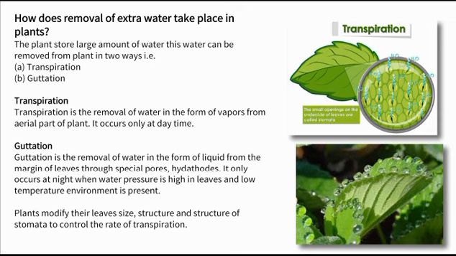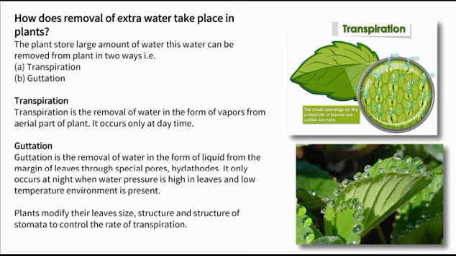How does removal of extra water take place in plants? We all know that osmoregulation is the maintenance of salts and water. So the plant stores a large amount of water. This water can be removed from the plant in two ways, that is transpiration and guttation.